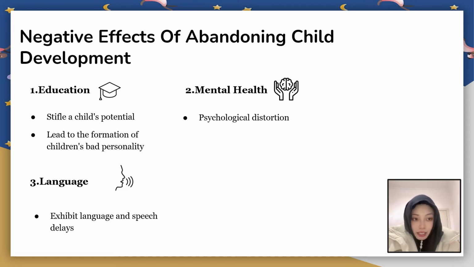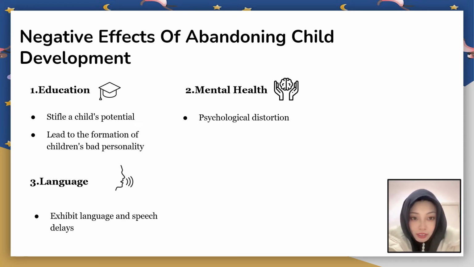If parents are only busy with work and ignore their children's management, it is easy to cause some psychological problems. So in this case, if it is not managed, it is easy to cause some extreme behaviors. For example, the emergence of school violence is due to the child's psychological distortion.